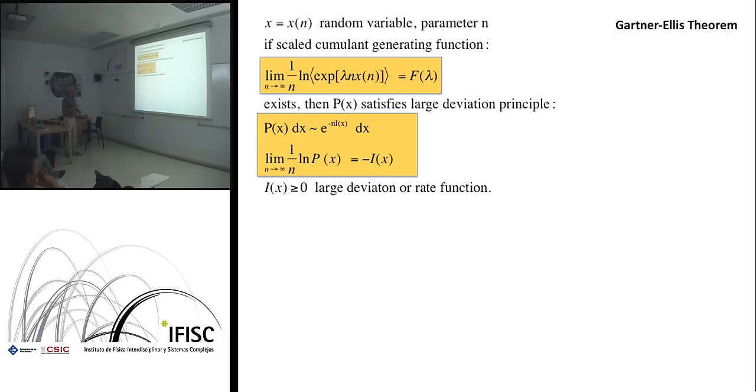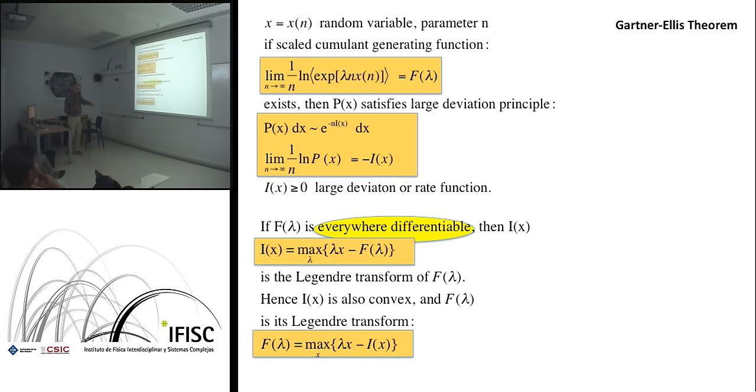Furthermore, what is the relation between these two? Well, for that you need an additional property, and I will, in a minute, try to explain where it comes from. If this function f of lambda is everywhere differentiable, it's a convex function. Remember I told you, because of the Hölder inequality, you can show that the cumulant generating function, this is a scaled cumulant generator, but it's a cumulant generating function anyway, this is a function of lambda.